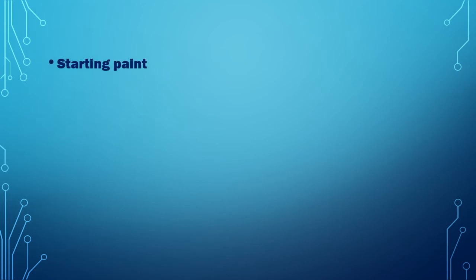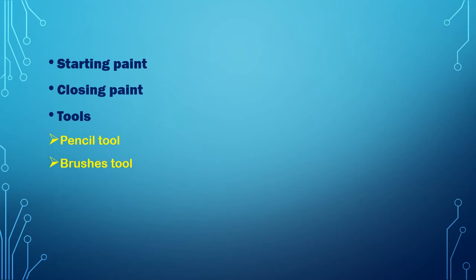Okay my dears, I hope you all understood today's class. Today we have learned fully about paint: how to start the paint window, how to close the paint program, and the third thing we have learned about tools in the paint. What are the tools we have seen? First, pencil tool, brushes tool, third thing, line tool.